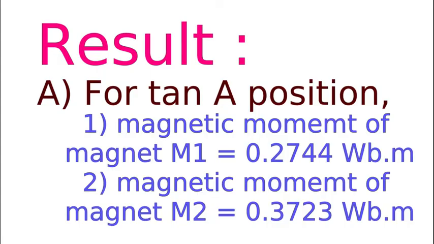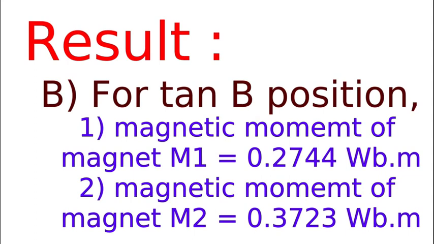Now we can write the result. For the tan A position, the magnetic moment of magnet 1 is equal to 0.2744 Weber meter. The magnetic moment of magnet 2 is 0.3723 Weber meter. Now for the tan B position, the magnetic moment of magnet 1 is equal to 0.2735 Weber meter, and the magnetic moment of magnet 2 is 0.3499 Weber meter.